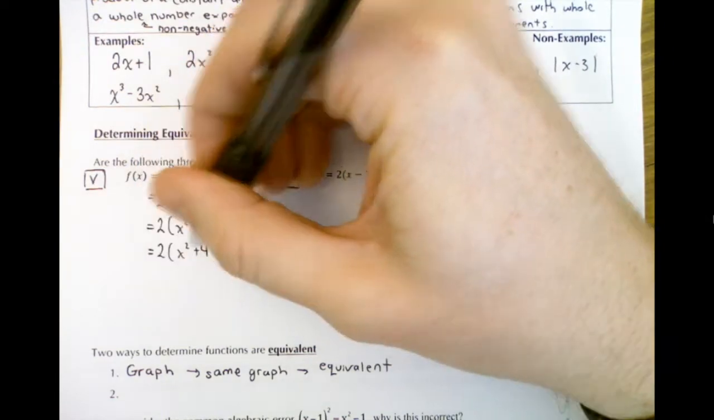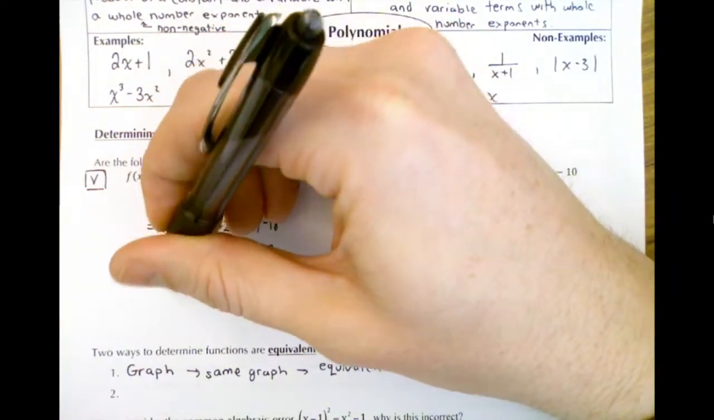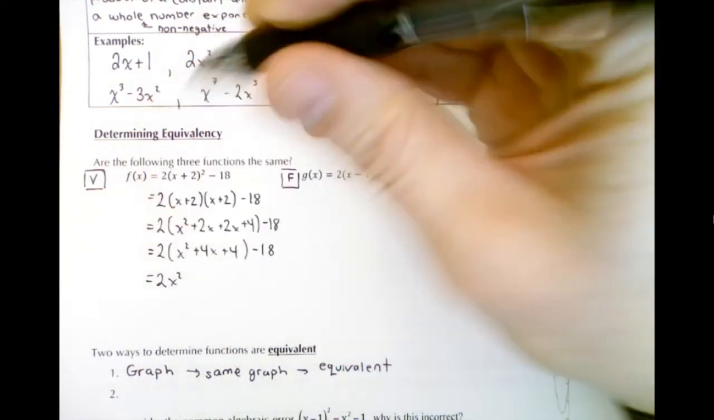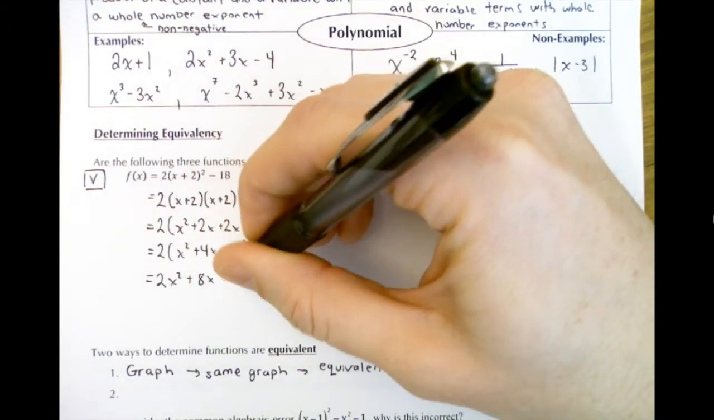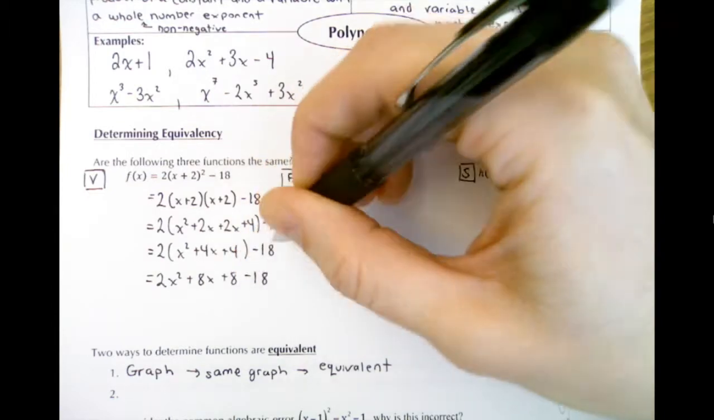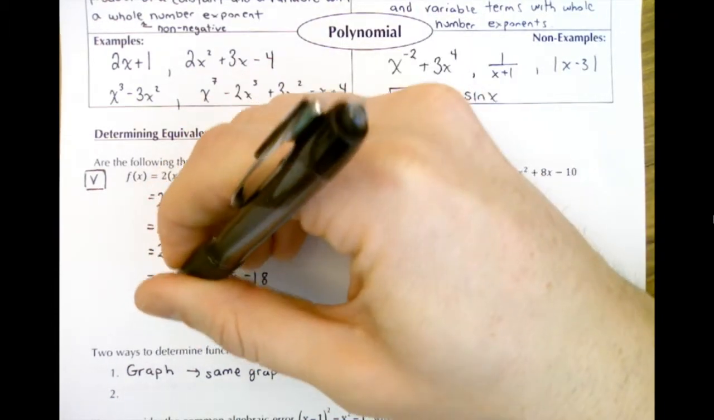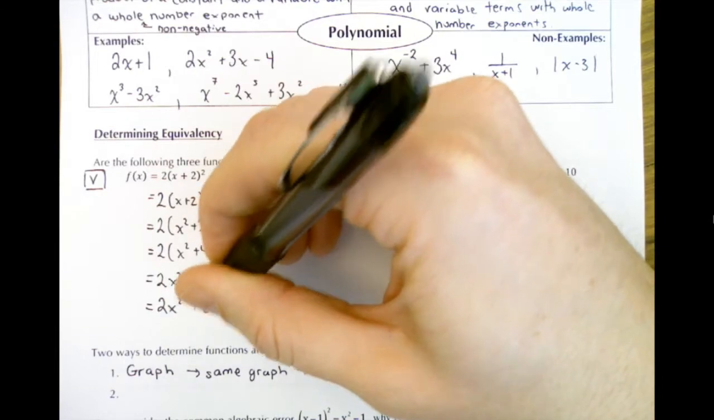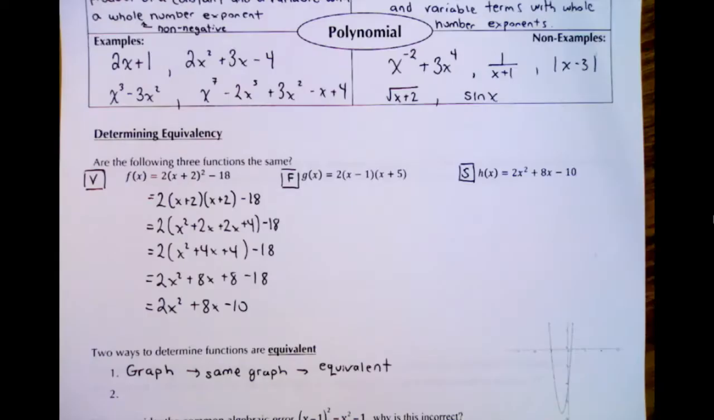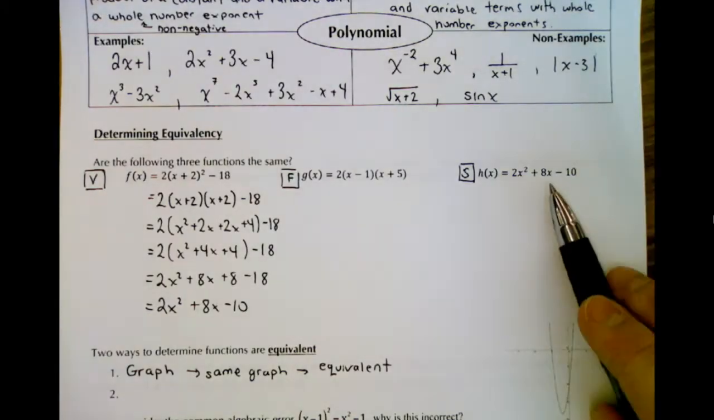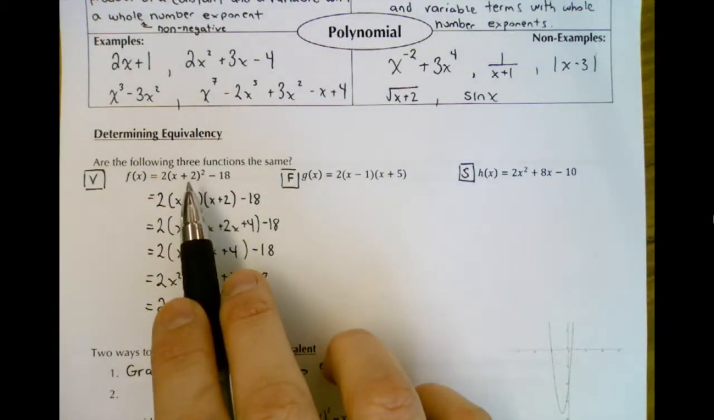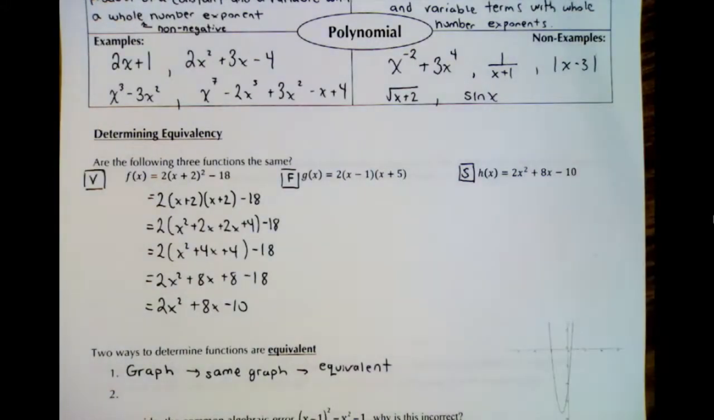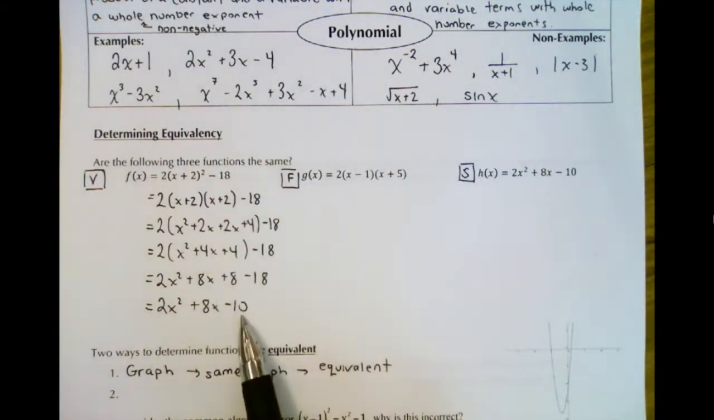And now I can distribute the 2. 2 times x squared is 2x squared. 2 times 4x is 8x. 2 times 4 is 8. Minus 18 is outside. Collect like terms one more time. We get 2x squared plus 8x minus 10. And if we compare it to our standard form, it's the exact same. So our vertex form was hiding the fact that it's actually the exact same as the standard form. We could only tell by graphing, but now we can tell because we changed forms.